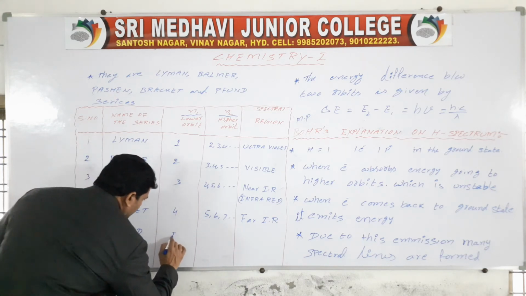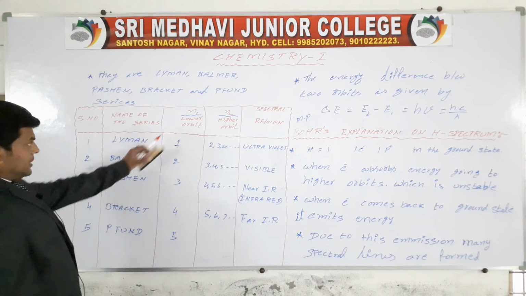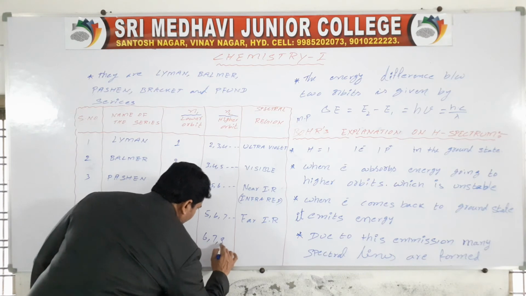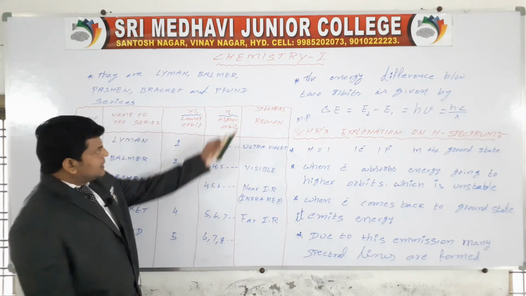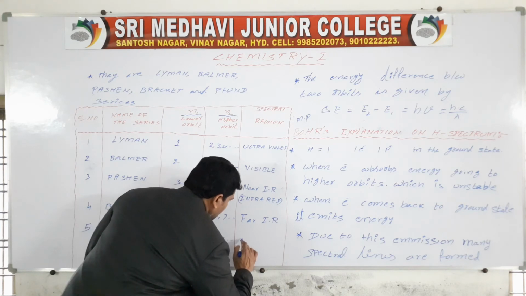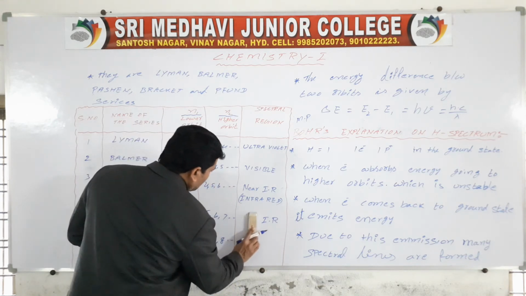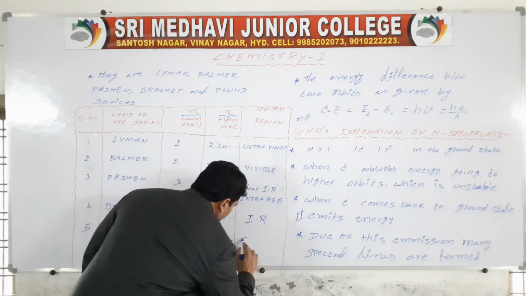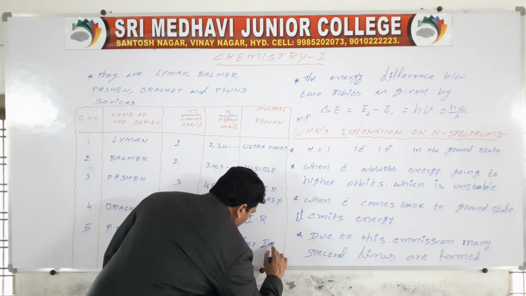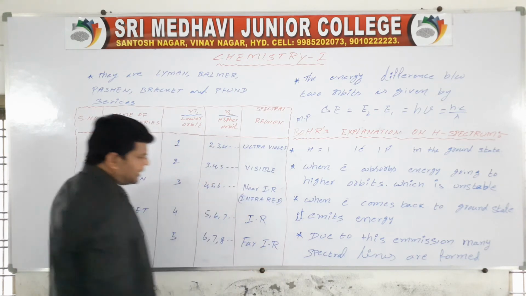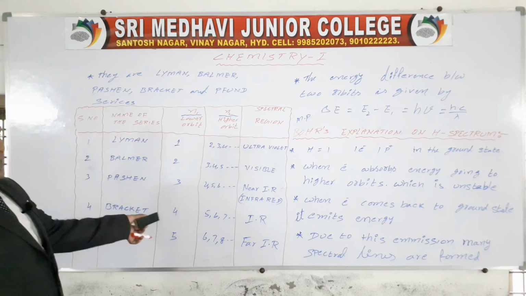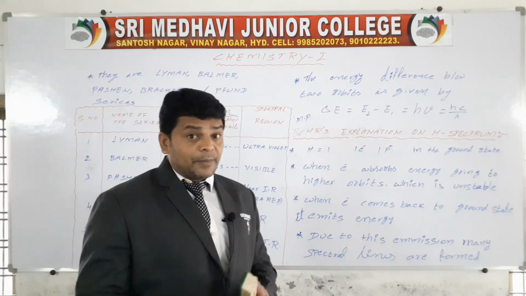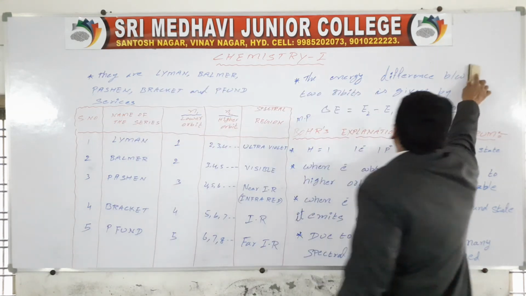Next, the fifth one is the Pfund series. So here lower orbit N1 value is 5, and N2 is 6, 7, 8 like this. Then the spectral region is IR, far IR. Okay, this is the way different spectral series are formed in hydrogen spectrum, which was explained by Bohr's theory.